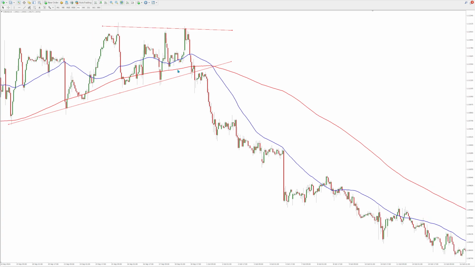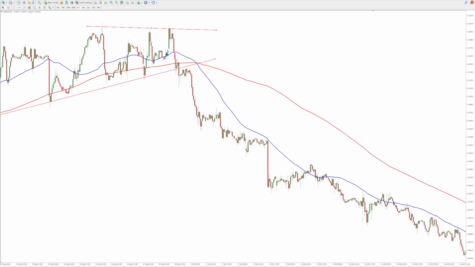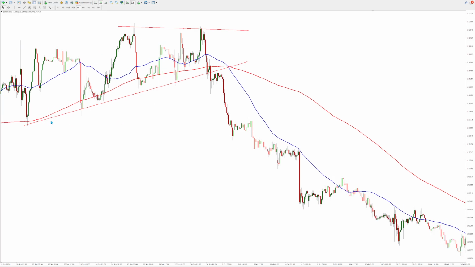Okay, so what we're going to look for is price to be below both of these moving averages, and that happens around, well, it does happen here and here, but bearing in mind we've got this level of support. So we're going to first want price to break out from this level of support.